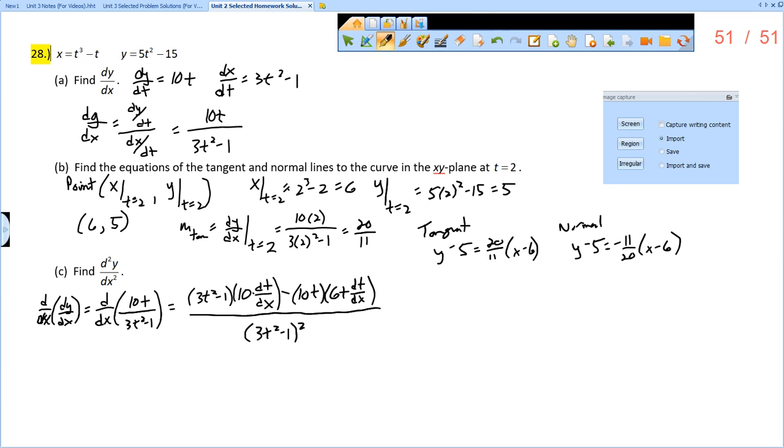Now we're very close to being done, but you'll notice that there's a dt/dx in both of those. So if I factor that out, I'm left with 10 times 3t squared minus 1, minus 10t times 6t, and then over 3t squared minus 1 squared. And then I factored out the dt/dx.